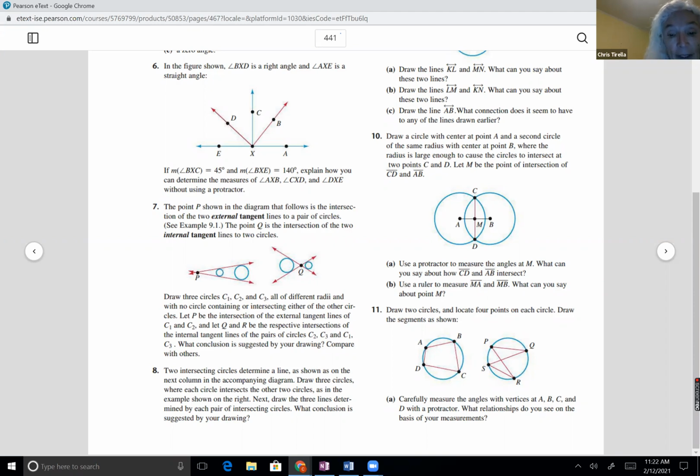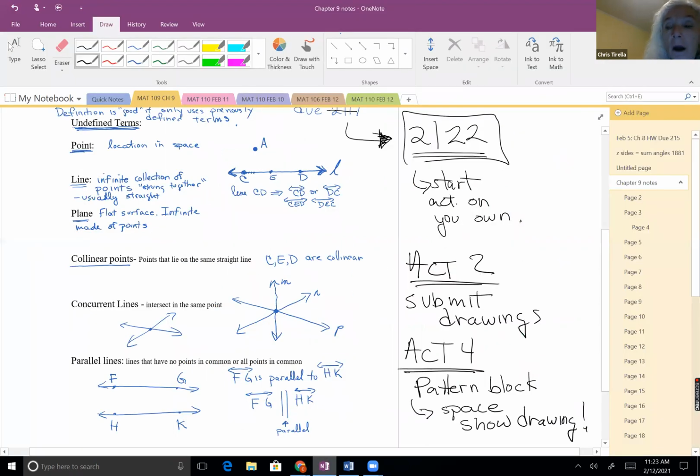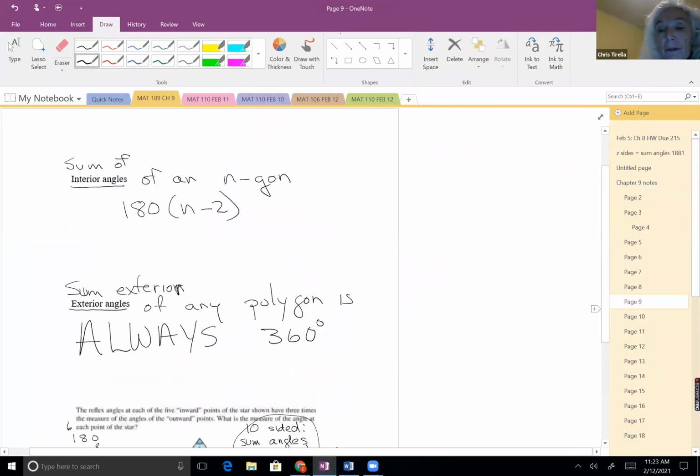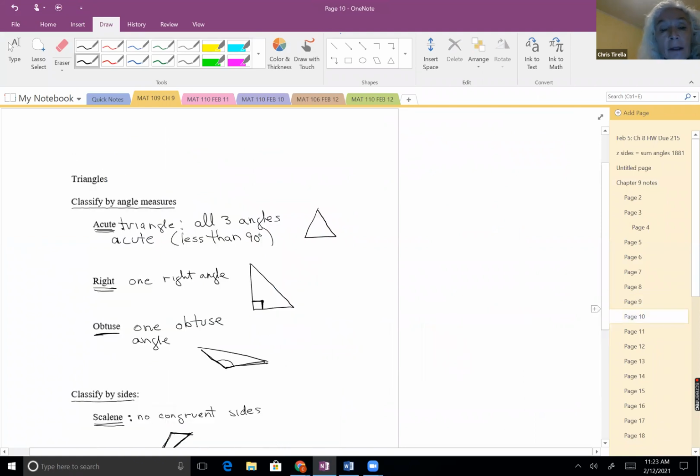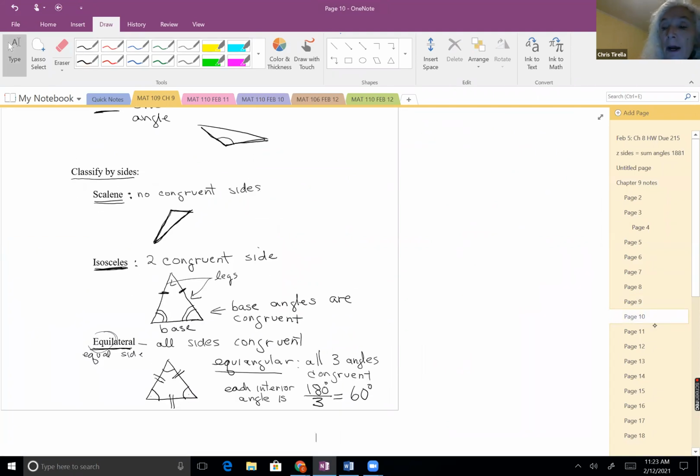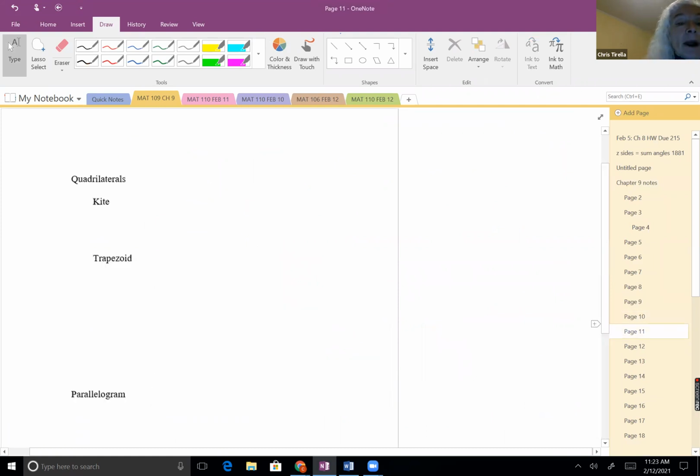Not hearing any. I'm going to pick up from where we left off. I think we had filled in page 10 with the different types of triangles. And so after we look at those different types of triangles, the next thing that we're going to look at on page 11 are the different types of quadrilaterals.